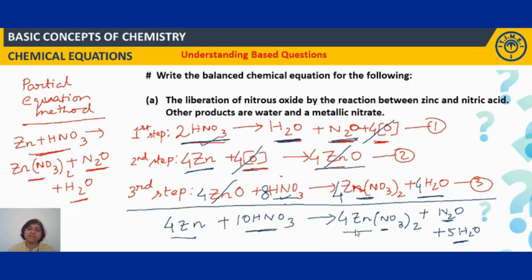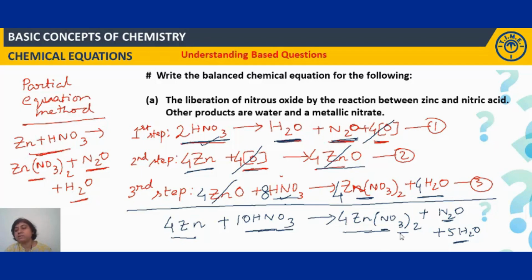Now we have to see the most frequently occurring element, that is oxygen. So left hand side, in 1 molecule of nitric acid there are 3 oxygen atoms, so in 10 molecules there are 30 oxygen atoms, right? So you have to see whether right hand side 30 are there or not. Definitely it will be there. See, in one zinc nitrate there are how many nitrogen atoms?